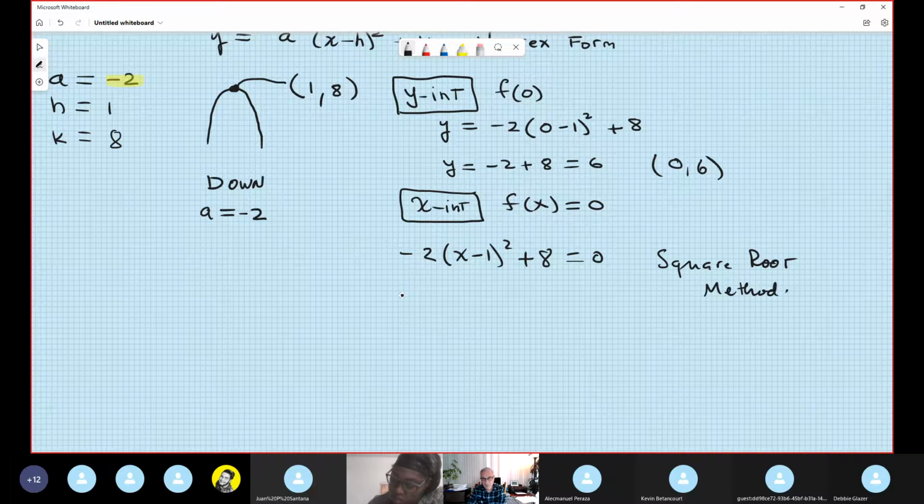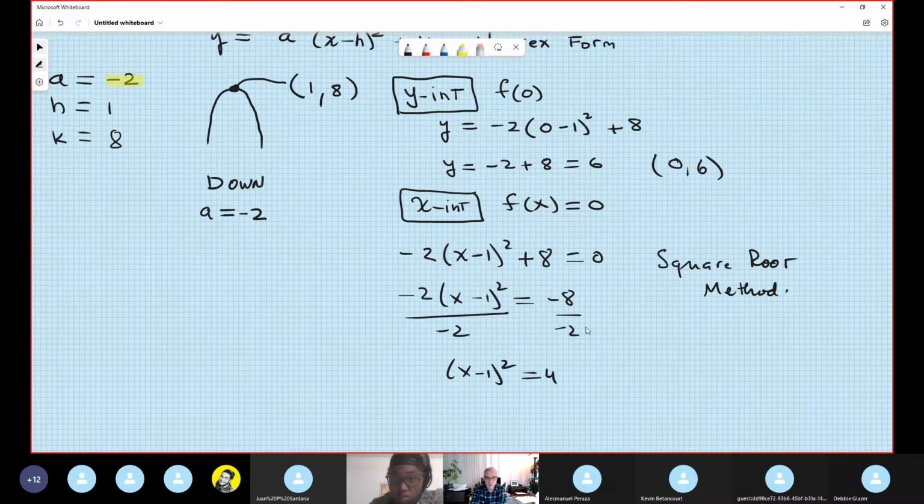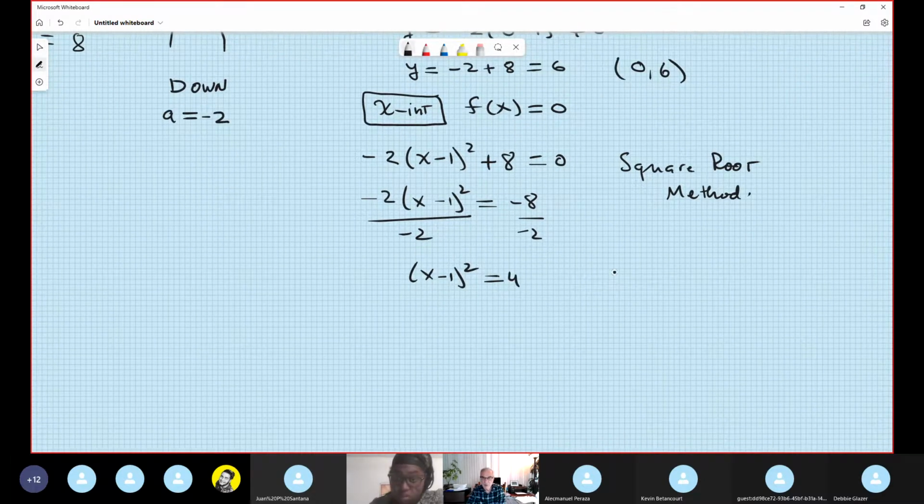So in the square root method, for example, I move 8 to the other side and divide by negative 2 on both sides. That's x minus 1 squared equals 4. Nice, I like that. Apply the square root to both sides. Remember, square root method. So x minus 1, without the square, equals the square root of 4, which is 2, but plus or minus.